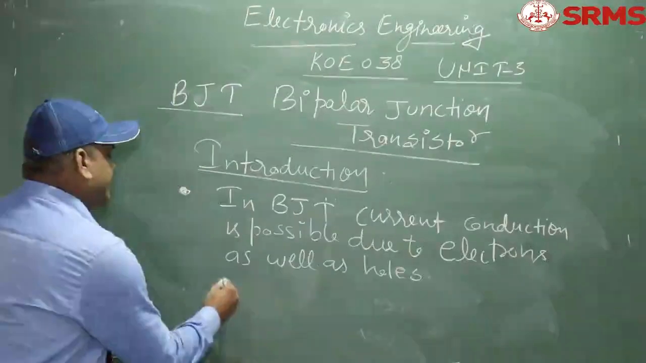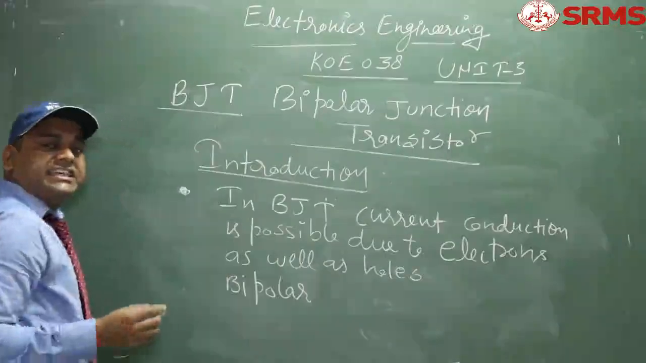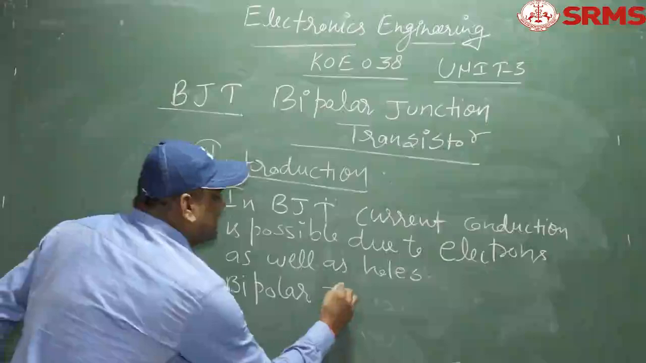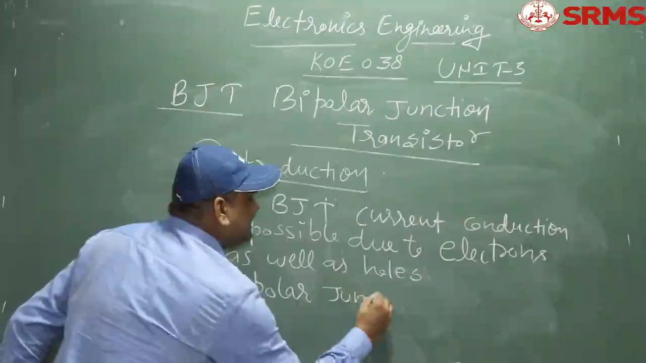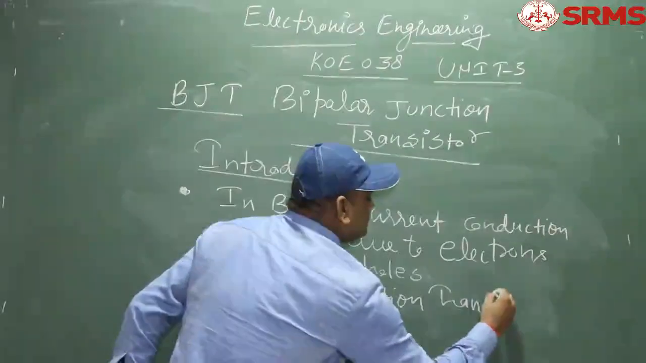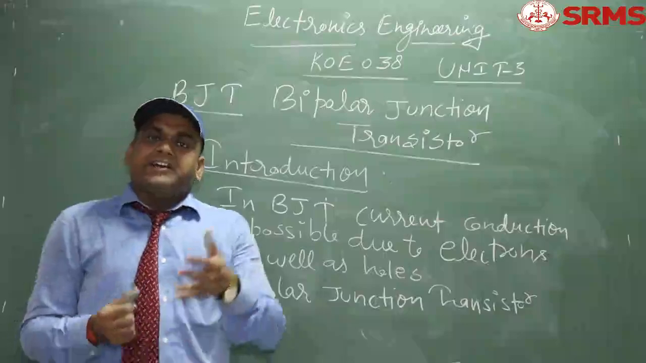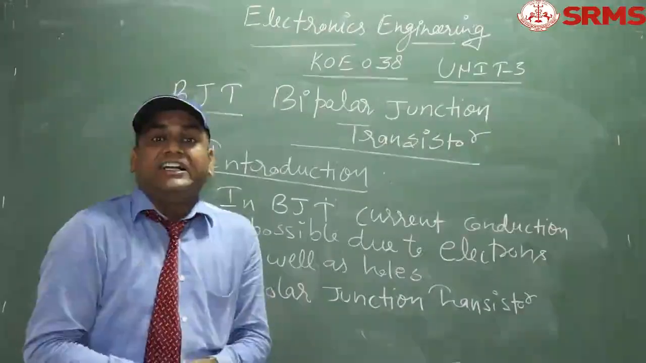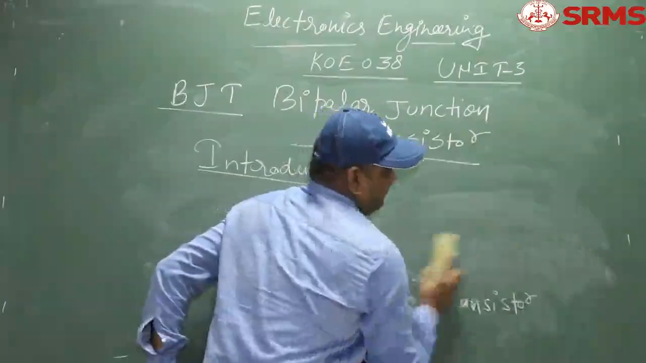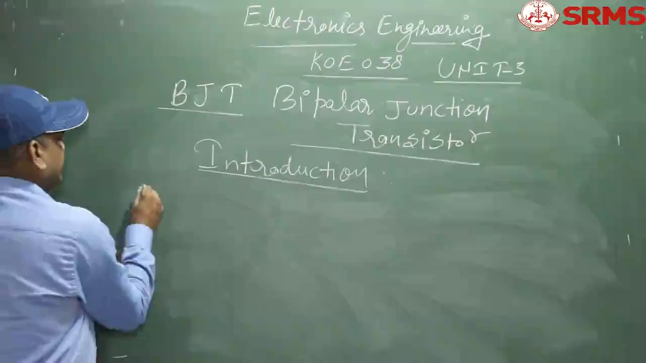This is defined as bipolar. That means there are 2 types of charge carriers, majority charge carriers as well as minority charge carriers. Bipolar junction transistor. Is that clear? Now the question arises, why are we using such a specific word, transistor? So we'll discuss the transistor.